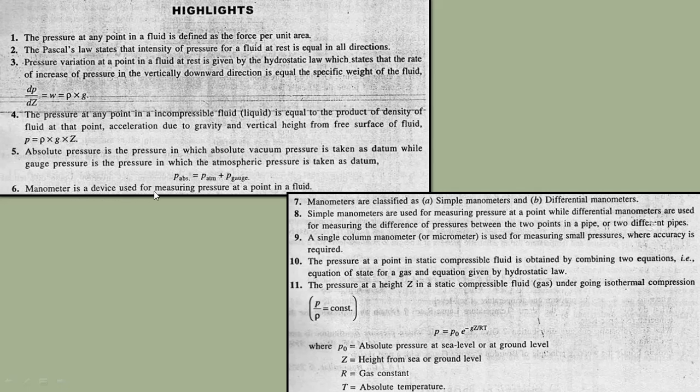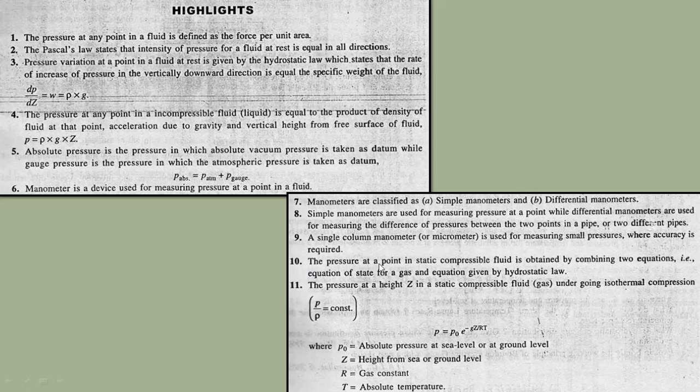Manometer is a device used for measuring pressure at a point of fluid. Manometers are classified as simple manometer and differential manometer. Simple manometers are used for measuring pressure at a point, while differential manometers are used for measuring the difference of pressures between two points in a pipe or two different pipes. A single column manometer or micrometer is used for measuring small pressures where accuracy is required.